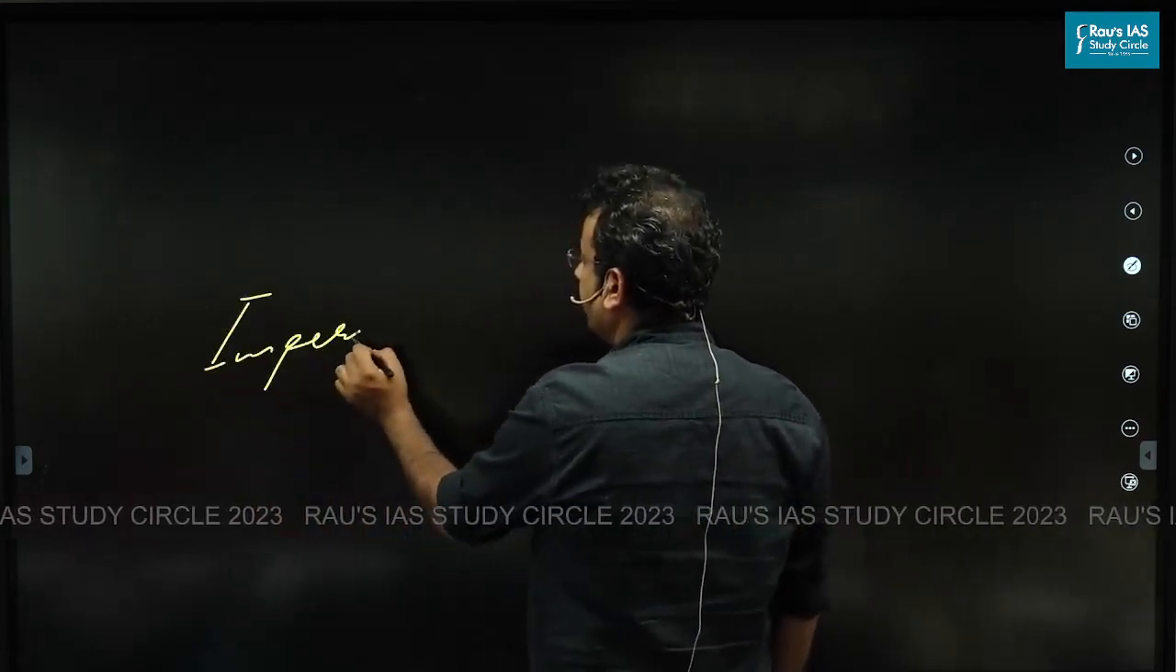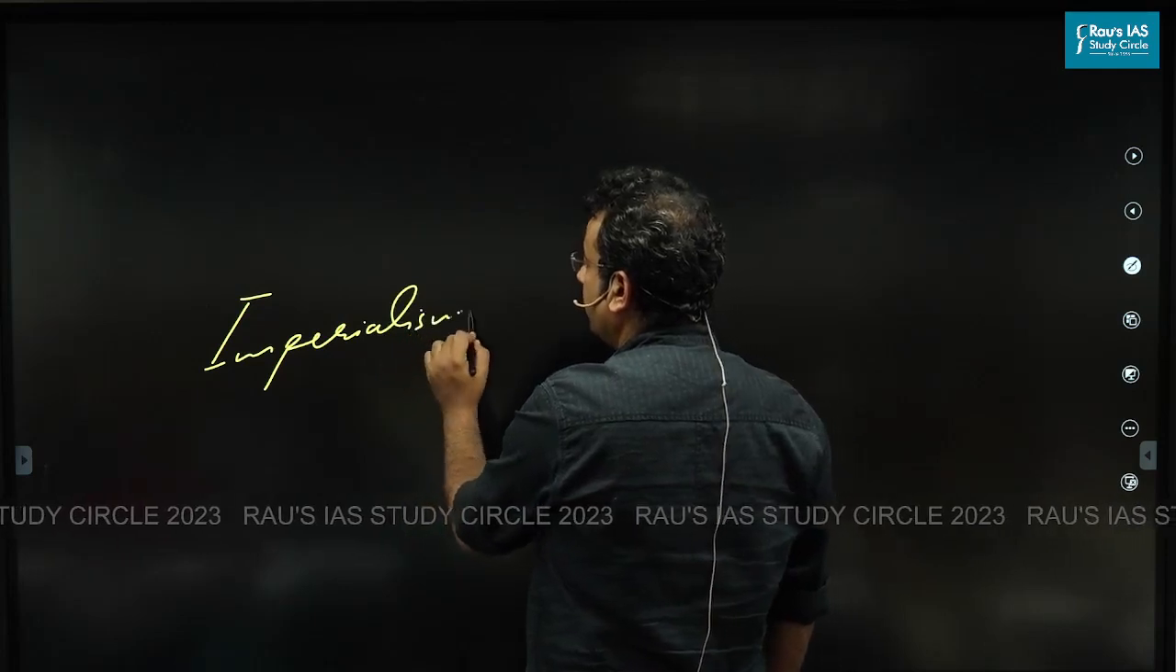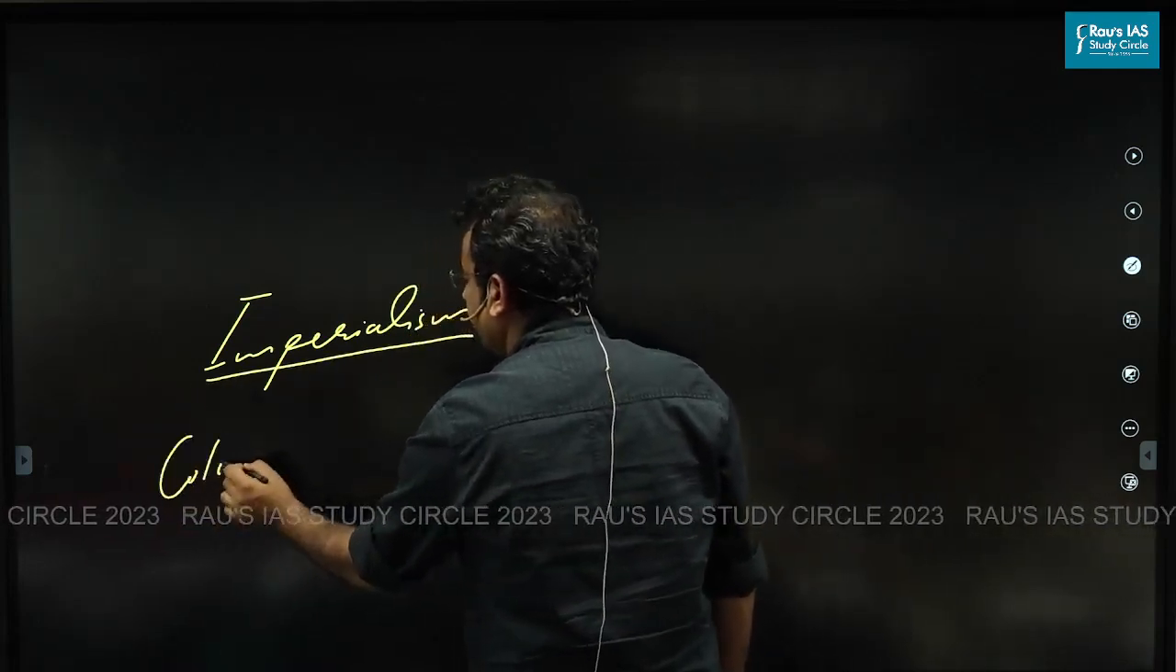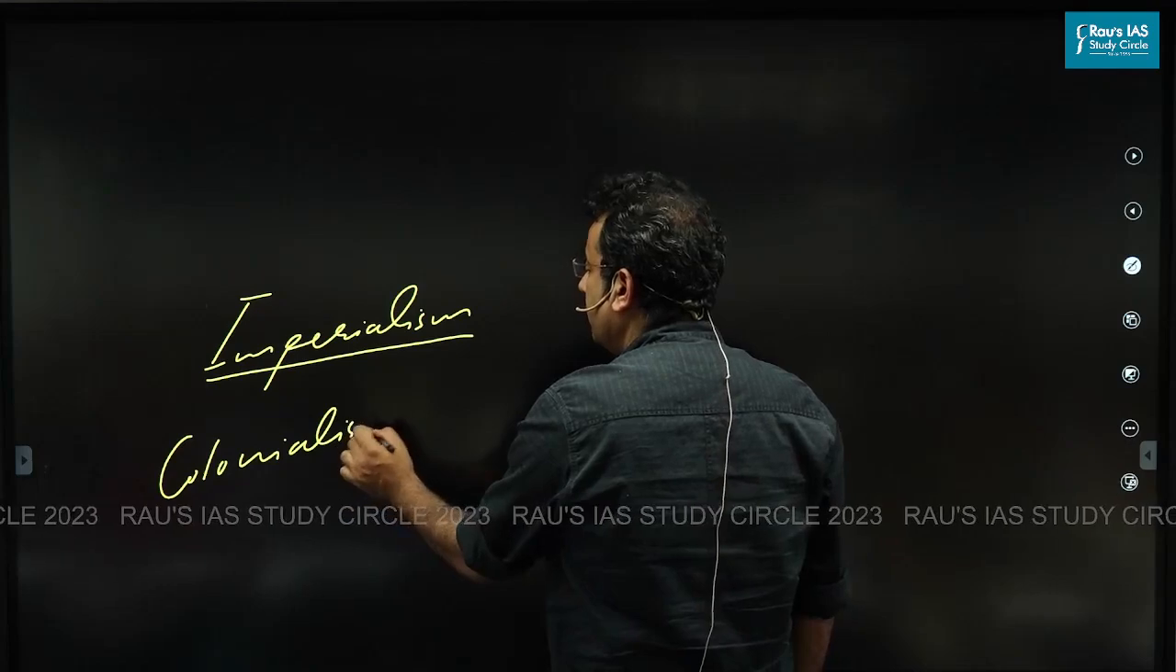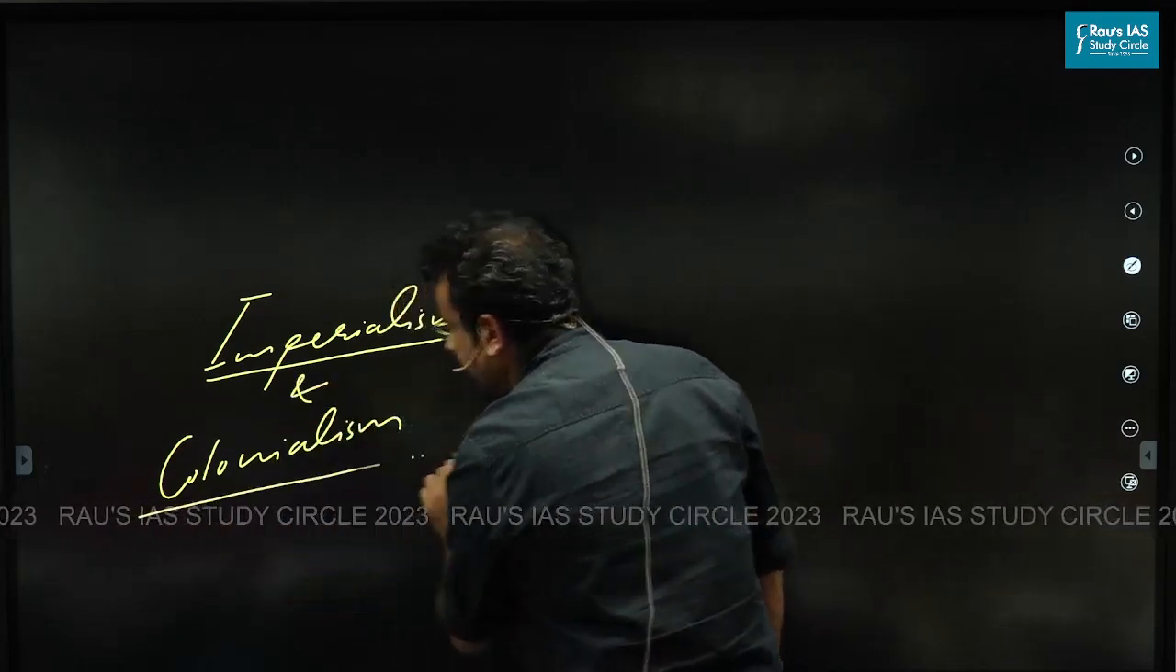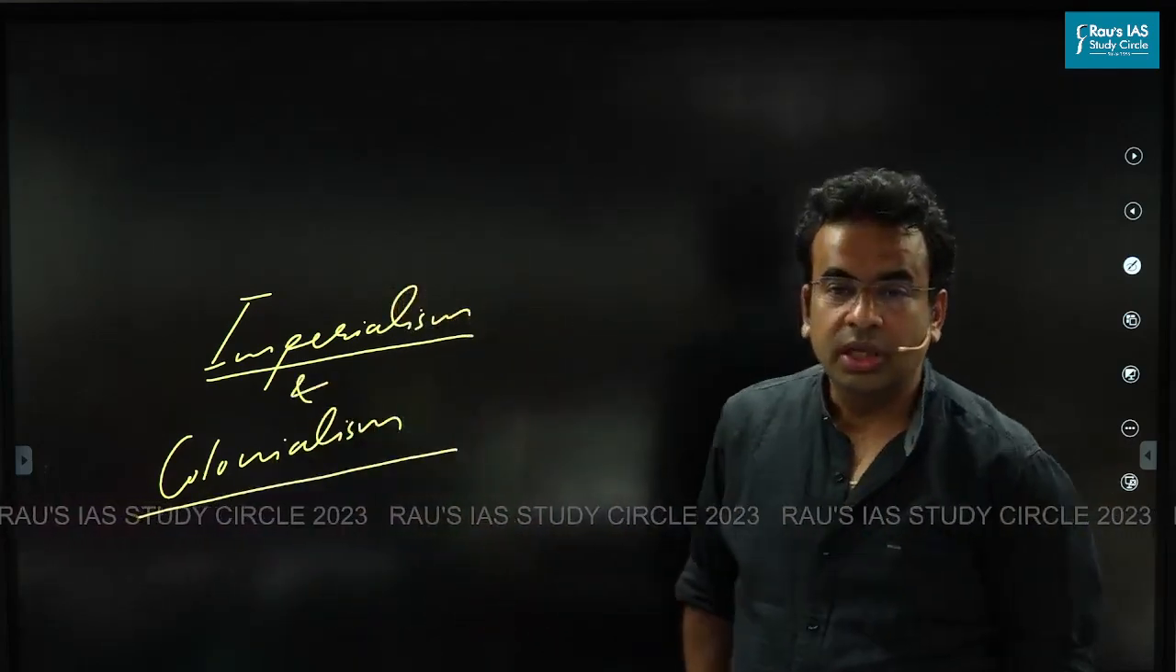Define imperialism. I hope many of you are coming from a history background and you can give me a definition of at least imperialism and colonialism. What do you understand from these two words, and do these two words hold similar meaning or do they have a different meaning altogether? What is imperialism? Who will define it? What is imperialism? Try. Think and try.